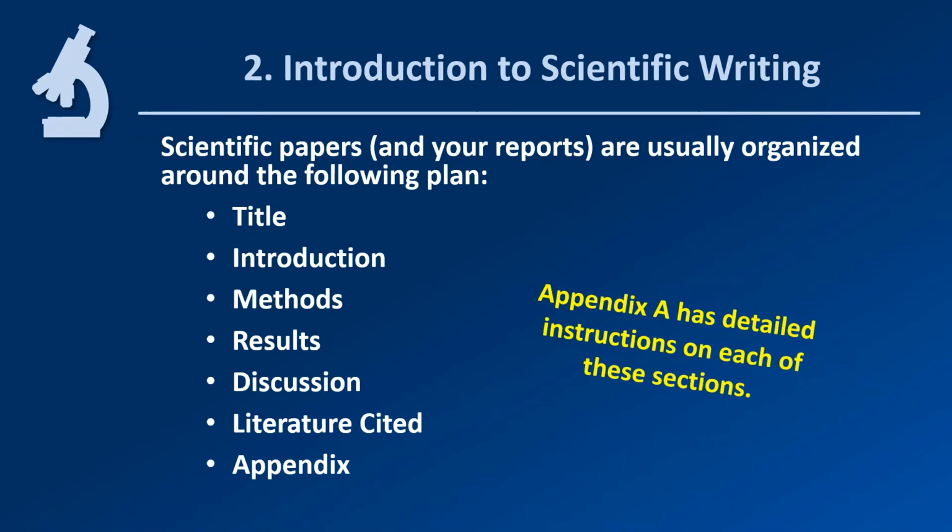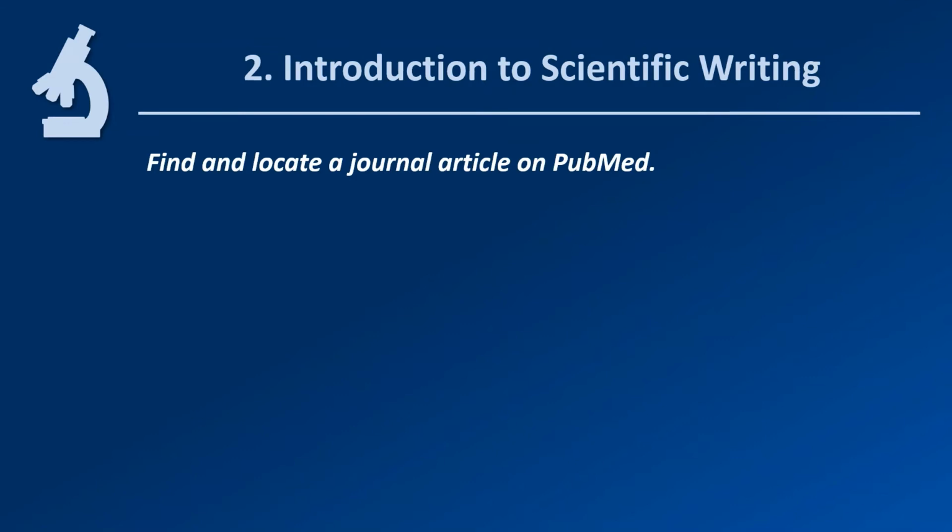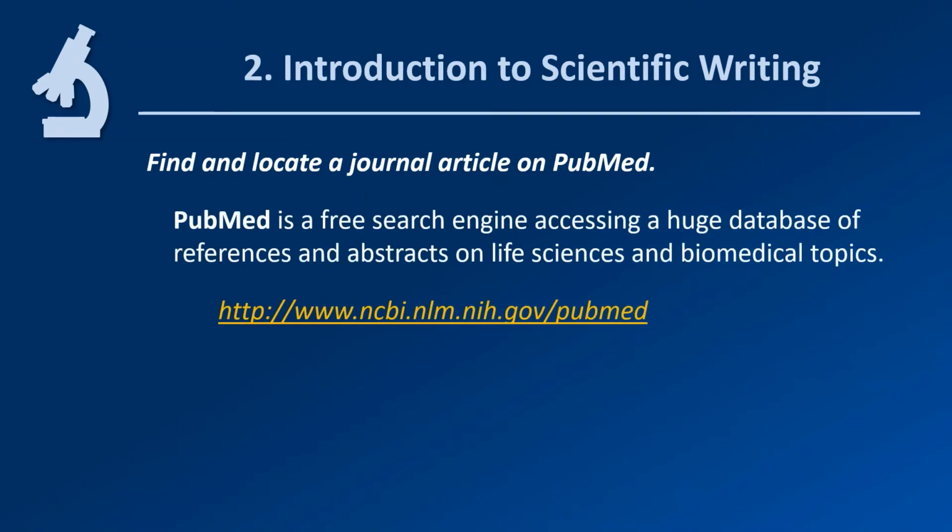So just another note, look at Appendix A. There's lots of information there in Appendix A, and I do want you to take a look at that. One of the things you'll need to do for Part B in our Introduction to Scientific Writing is learn how to find a journal article on PubMed. So this is a little bit about PubMed. I actually have a video on this, and I'm going to introduce you to PubMed, and I'll play that for you right now.